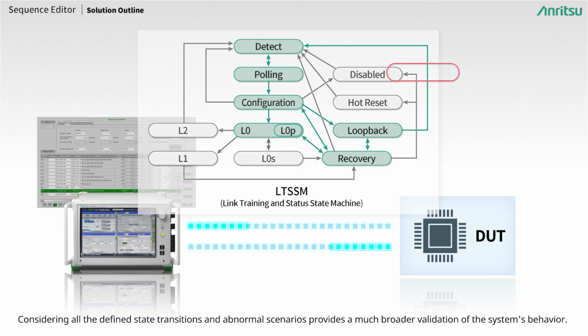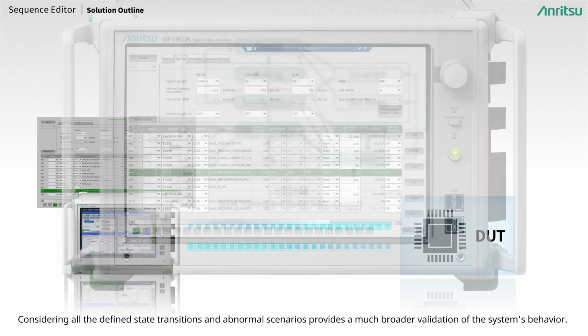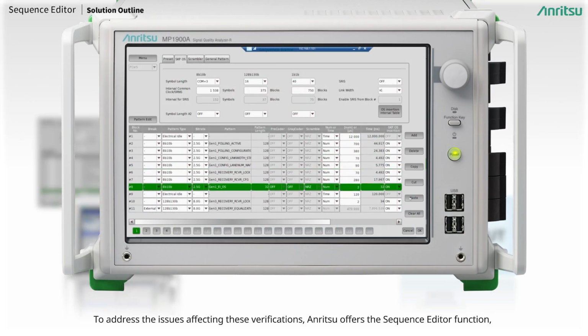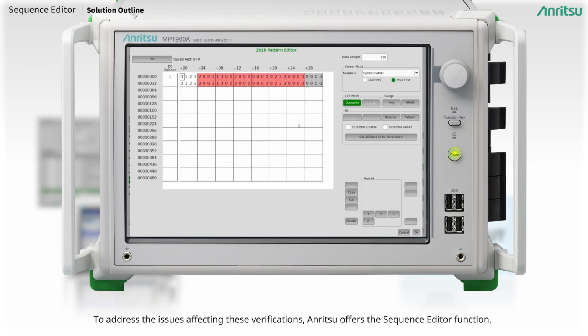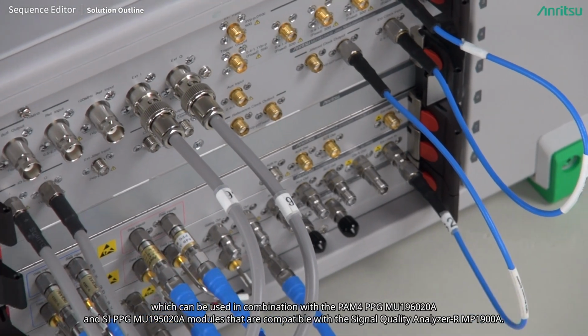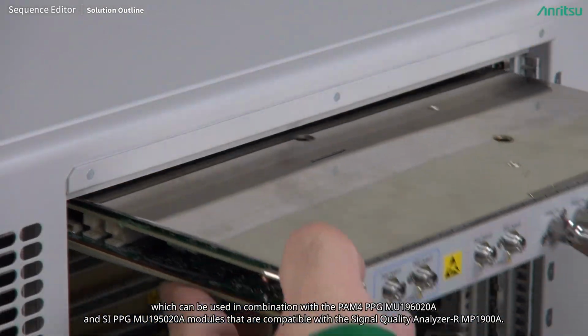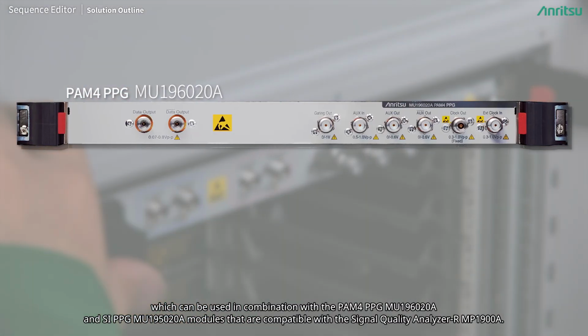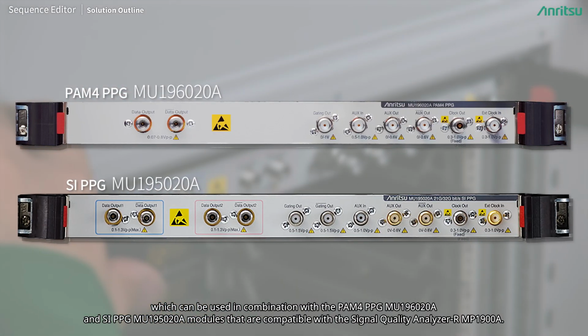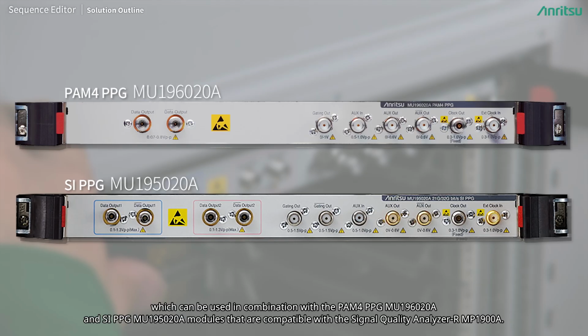Considering all the defined state transitions and abnormal scenarios provides a much broader validation of the system's behavior. To address the issues affecting these verifications, Anritsu offers the sequence editor function, which can be used in combination with the PAM4 PPG MU196020A and SAP PPG MU195020A modules that are compatible with the Signal Quality Analyzer-R MP1900A.